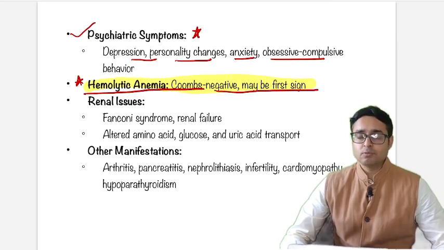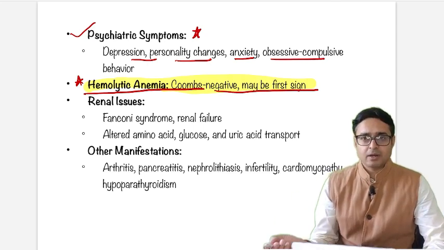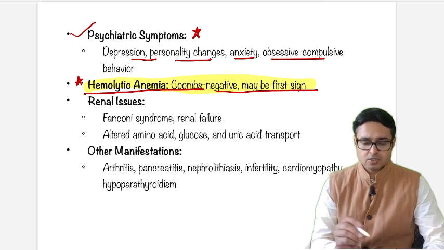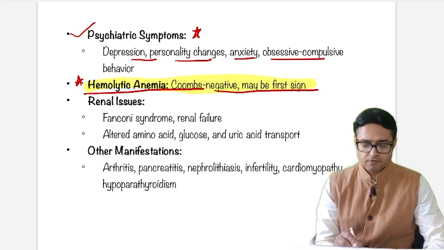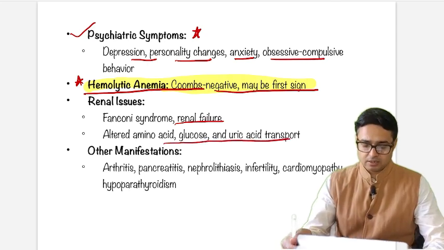So this Coombs-negative hemolytic anemia may be the first manifestation of Wilson disease. This line is very important. Other renal symptoms, because copper can get accumulated anywhere. In renal issues, there can be Fanconi syndrome, renal failure, and altered amino acid, glucose, and uric acid transport.